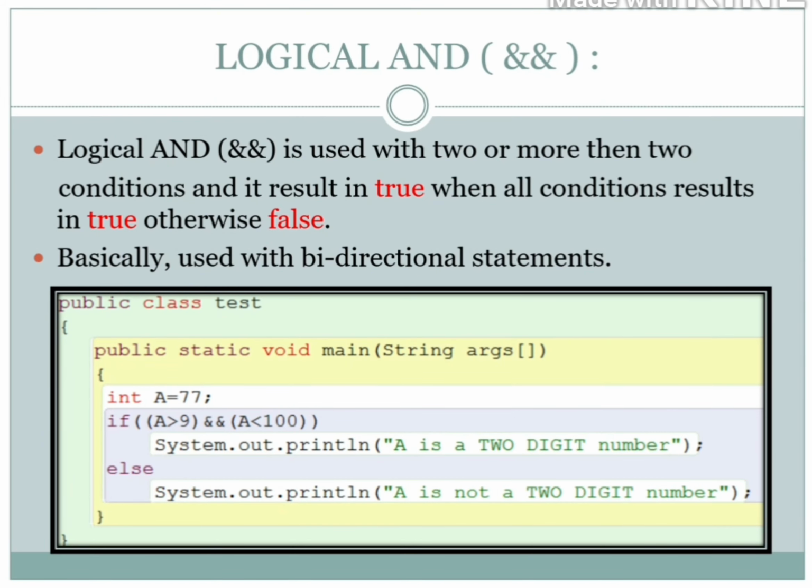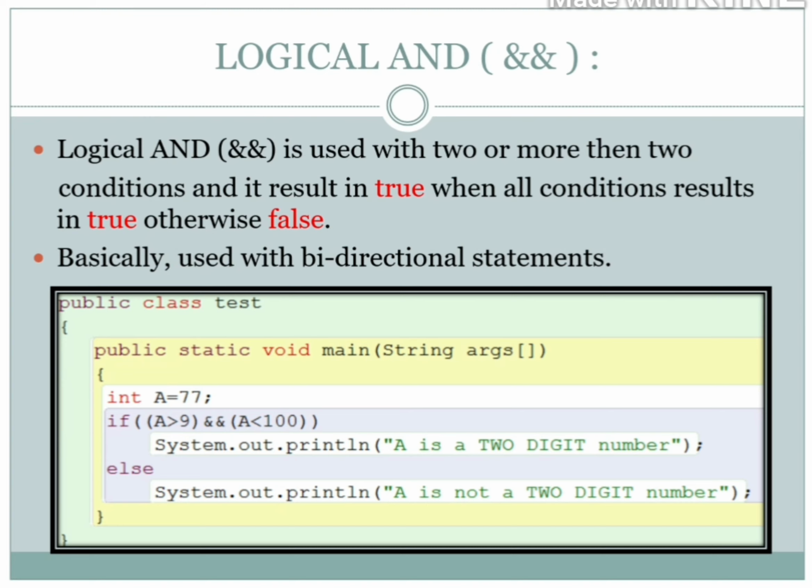Then logical AND. Logical AND deals with two or more conditions. But what you have to remember is, it provides true when all conditions result in true, otherwise false. Basically, it is used with bidirectional statements. I told you earlier, anything which deals with true or false, basically we use with bidirectional statements. We are going to clear it out with the help of an example.